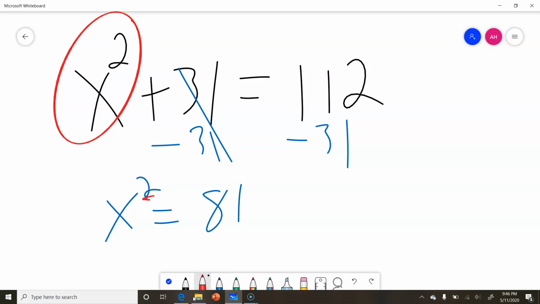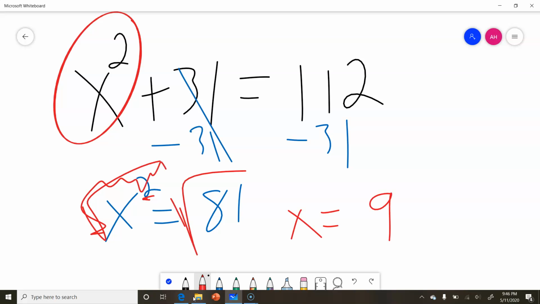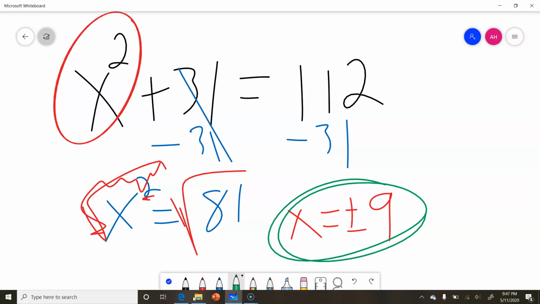Now to get rid of this squared, I take the square root, right? Boom, it's all gone. Take the square root of that side. I'm left with x equals 9. And this is the very important part. It's plus or minus 9. Don't forget to add the plus or minus when we are going from something squared, because something squared gets rid of the minus. So it could be plus or minus 9. Okay, it could be either way.